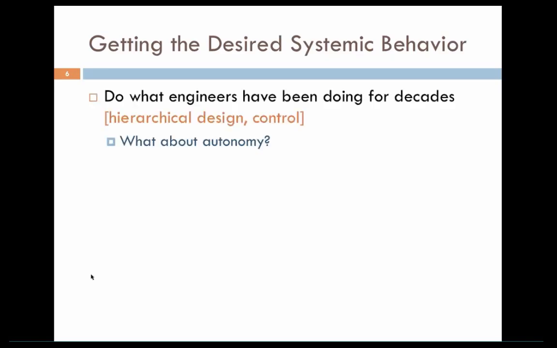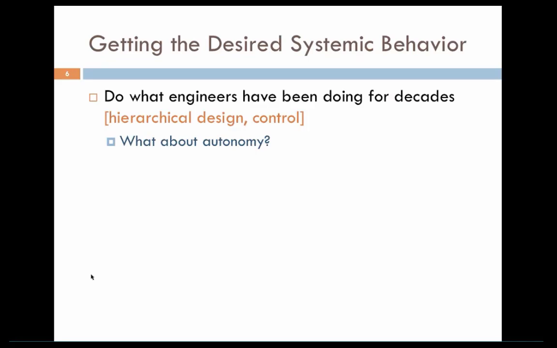Now, going to slide six, so we have these complex socio-technical systems, and the goal is to get the desired behavior from these systems. So what are our options? So basically we have three options.